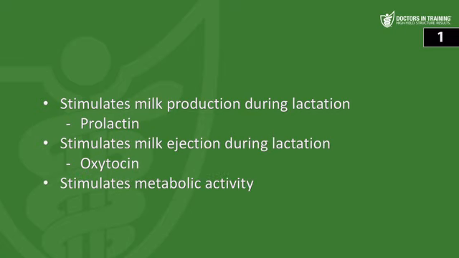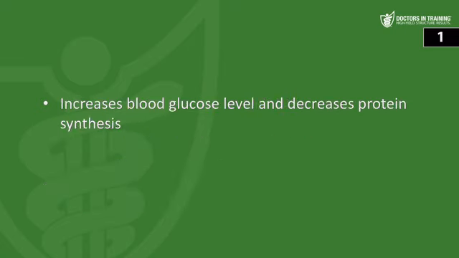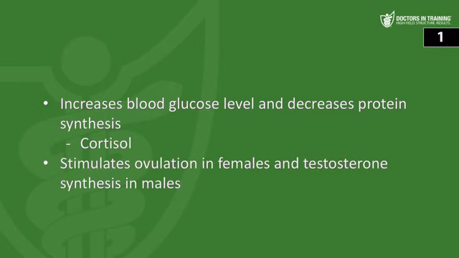Stimulates metabolic activity in general. That's going to be thyroid hormone. Increases blood glucose level and decreases protein synthesis. Think of cortisol. And then stimulates ovulation in females and testosterone synthesis in males. That's going to be LH, luteinizing hormone.